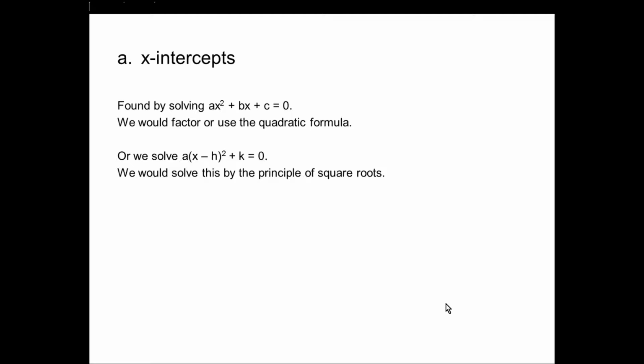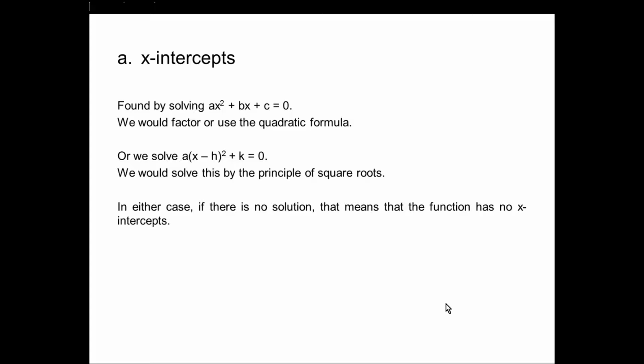Finding the x-intercepts. Now remember, if the quadratic equation that you're solving does not have any real solutions, then your quadratic function does not have any x-intercepts. Remember, finding the x-intercepts, finding the zeros, solving the equation, they're all the same process. In either case, if there's no solution, that means that the function has no x-intercepts. Remember, a quadratic function does not have to have x-intercepts. It has to have a vertex, and it has to have a y-intercept, but it does not have to have x-intercepts.